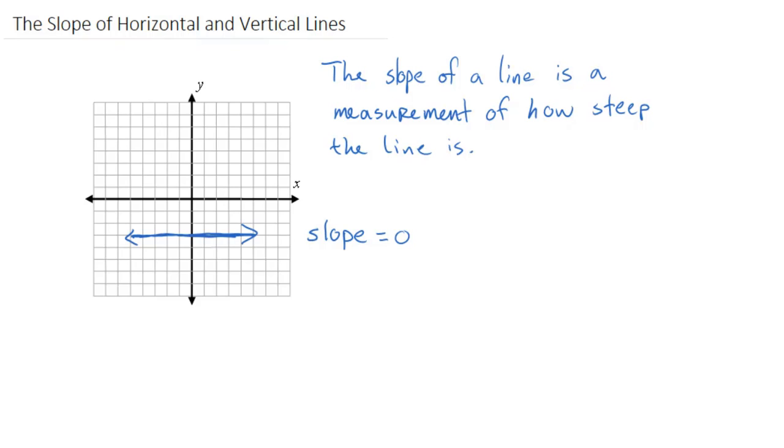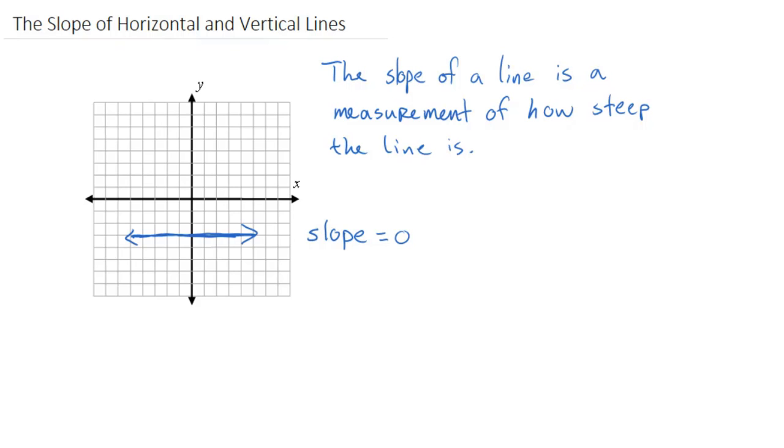Sometimes people will say no slope, and that's something to just stay away from. Here we're giving it a numeric value, and the numeric value of its steepness is 0. Stay away from saying no slope, that gets you in trouble. So that's the idea of the slope of a horizontal line. Any horizontal line is going to have a slope of 0.